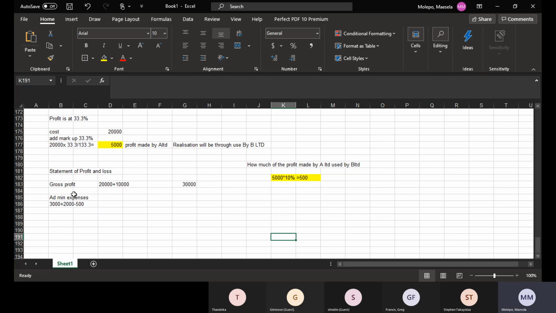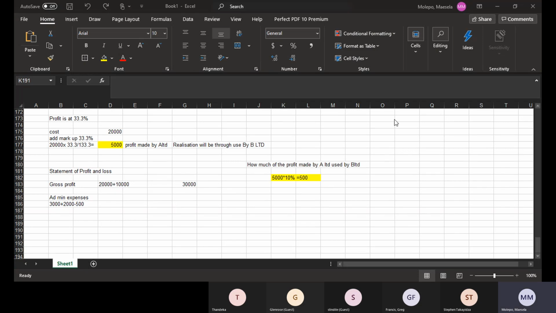Yeah, so under the administrative expenses, you will find depreciation, salaries, wages, those things, but we group them all together and we call them administrative expenses. All right. Yeah. Thanks. Okay.